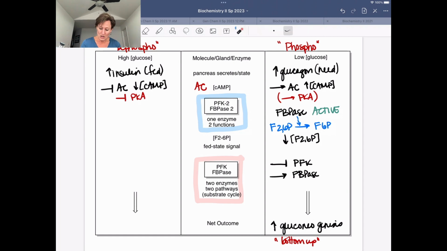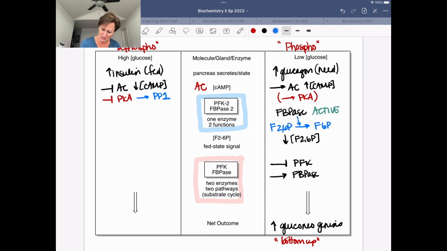Okay, I didn't put this on the other side over here, but we probably can say that we are activating PP1, right? That phosphoprotein phosphatase 1. That's one of our master dephosphorylators, okay?